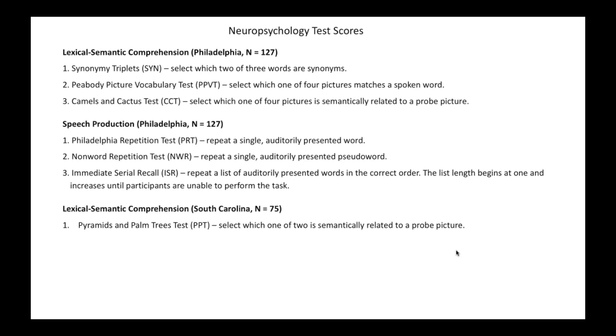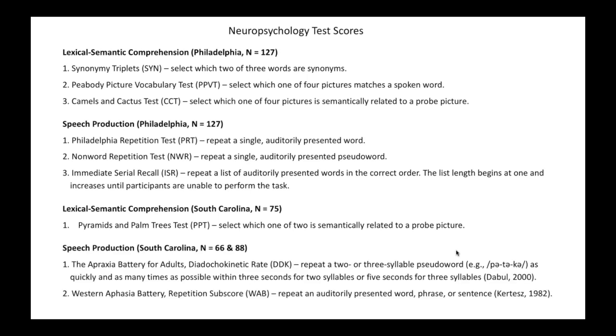We also looked at the other cohort, where we wanted to get the same kinds of tests. They didn't give the exact same tests, but because we have a theory of how these things should relate, we can look for whatever tests map onto the constructs that we're trying to get at. So for lexical semantic comprehension, we looked at pyramids and palm trees, which is like camels and cactus, but there are only two choices instead of four. And for speech production, we looked at the diadochokinetic rate, which is a measure of apraxia. The folks in this group from South Carolina, about 40% of them had concomitant apraxia of speech, which is a motor disorder. And we looked at WAB repetition, where you repeat words, phrases, or sentences.